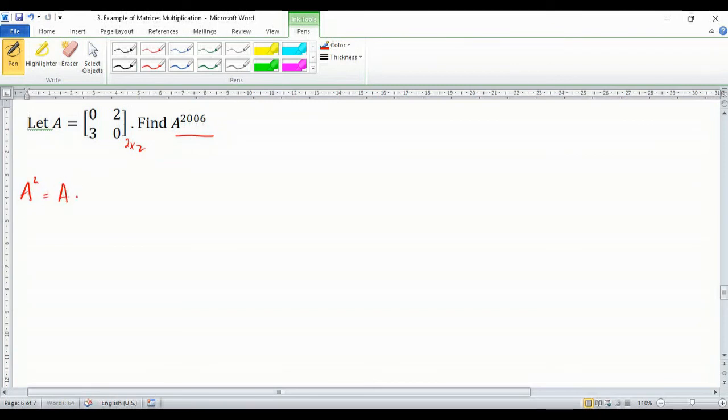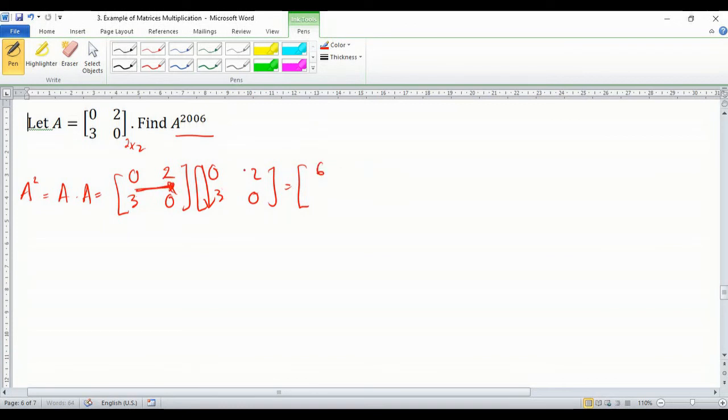So from here, A times A is equal to 0, 3, 3, 0 times 0, 3, 3, 0. So we need to multiply them: first row times the first column, 0 plus 9 is 9.